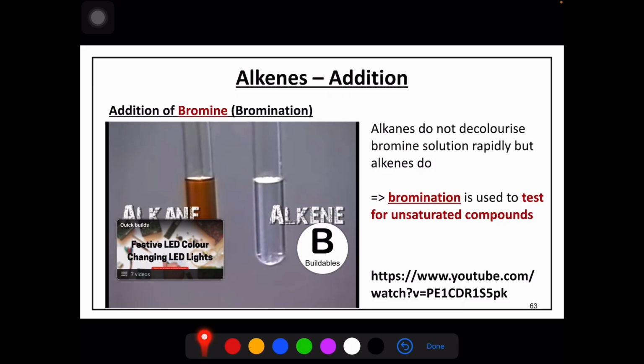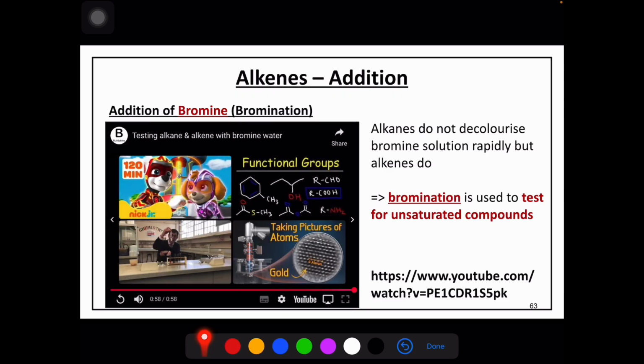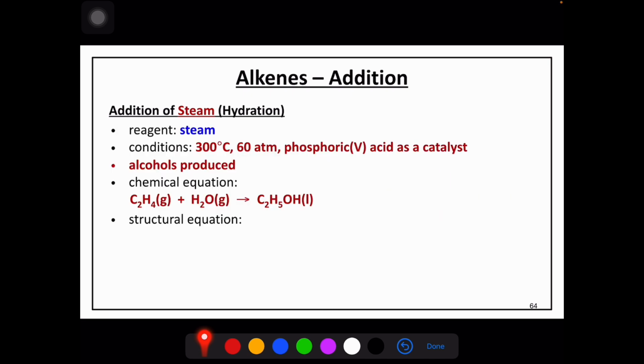So bromination is actually a very important way that we use to test for unsaturated compounds. So in a way, this is basically like a QA, right? But for organic chemistry, it helps us to identify the unsaturated hydrocarbons, which are the alkenes. Okay, so that was the second one.